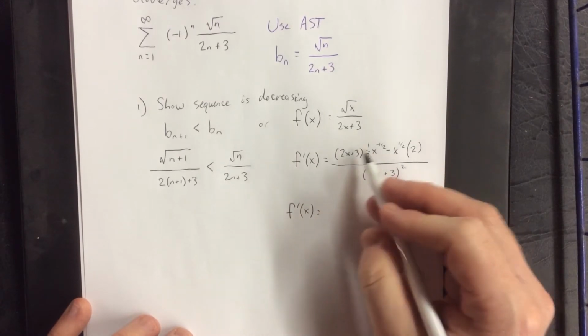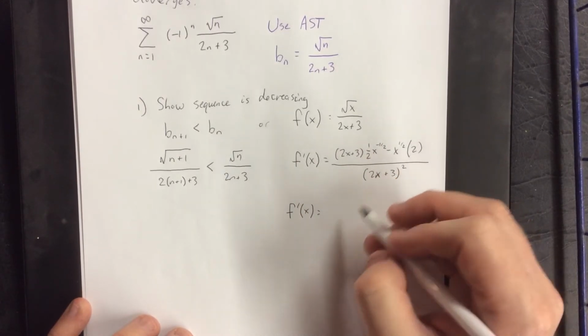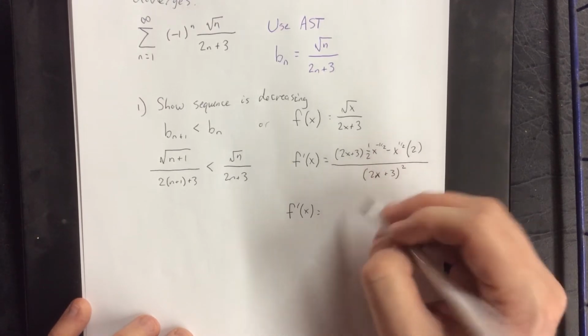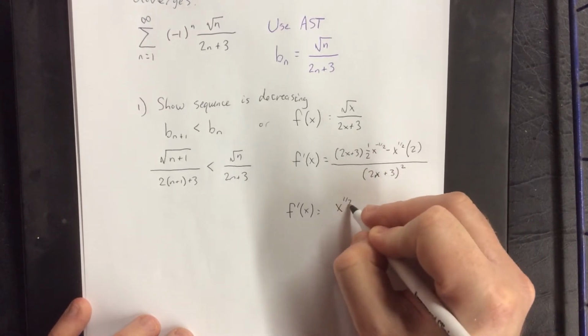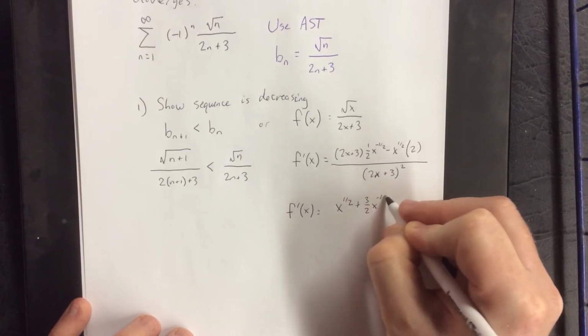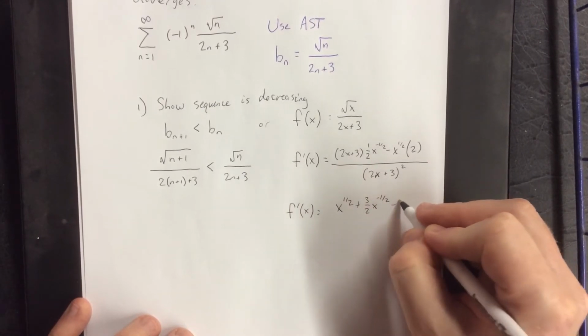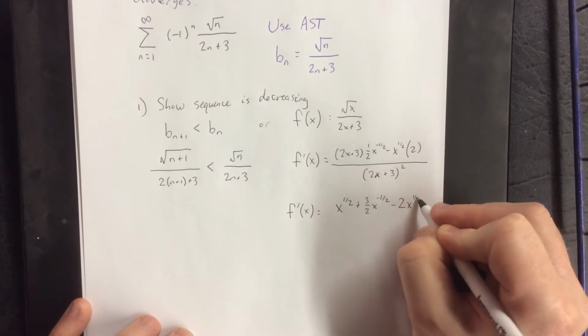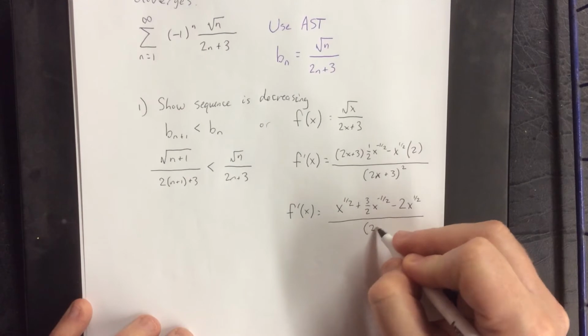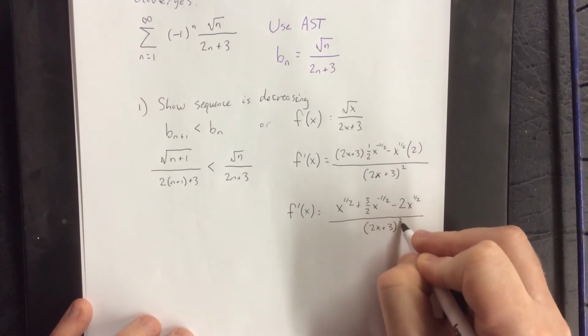So first off, distributing the 1/2 x to the negative 1/2 power, we will get, let's see, 2 and the 1/2 will cancel out. x times x to the negative 1/2 power will be x to the 1/2 power, plus 3/2 x to the negative 1/2 power, minus 2x to the 1/2 power, all over 2x plus 3 quantity squared.